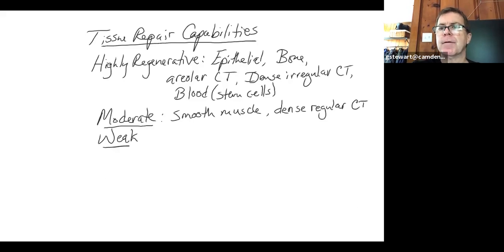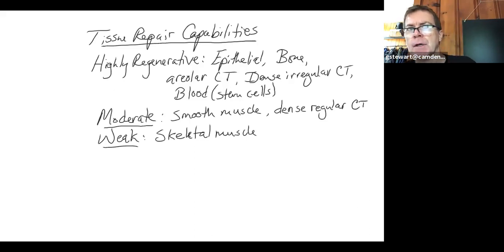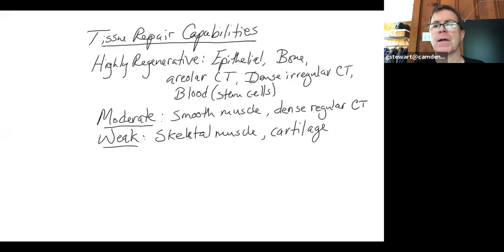Weaker than that would be things like skeletal muscle. If we get deep lacerations or we have deep surgery that they have to go through a lot of skeletal muscle, it has weak regenerative capabilities, usually forming fibrosis more than it does regeneration. So skeletal muscle and cartilage are both weak capabilities. Skeletal muscle is kind of curious to me because most of our skeletal muscles do have high vascularization. Finally, none.